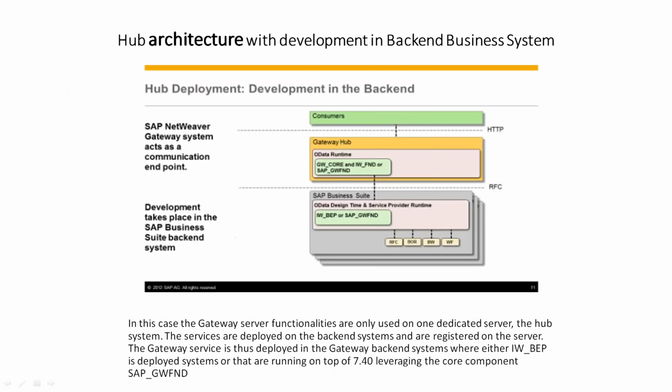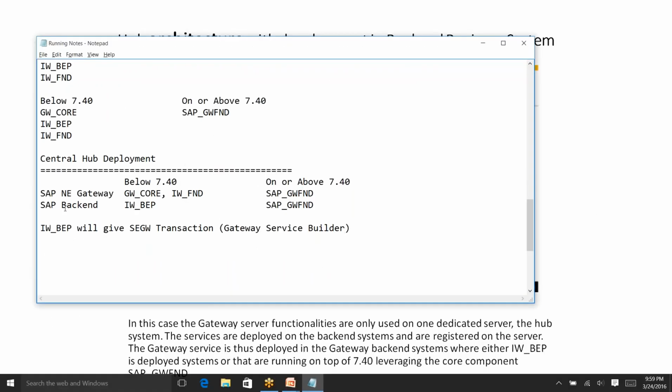I mean, it is not available to the gateway system, because we are going to develop these services in the backend system. We are not going to develop these OData services in the gateway system. We are going to develop them in the backend business system, but we are going to access it through the gateway system. We are going to register those services in the gateway system. So if anybody wants to use it, they are going to hit the gateway system.